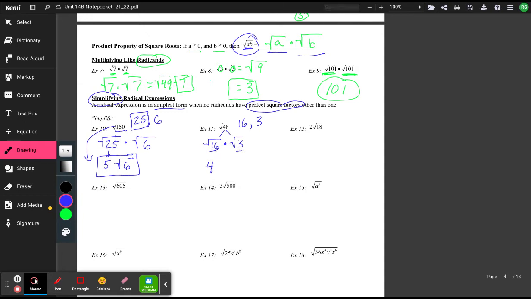The square root of 16 is 4. I can't take the square root of 3, so my answer stays 4 root 3. Coefficient goes out in front, then the number followed by the radical.